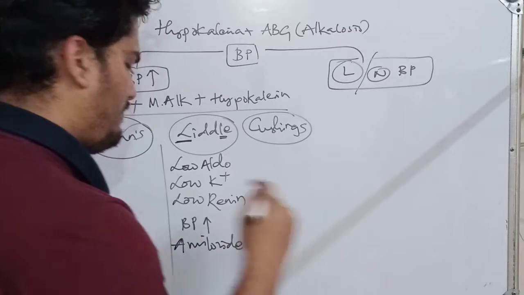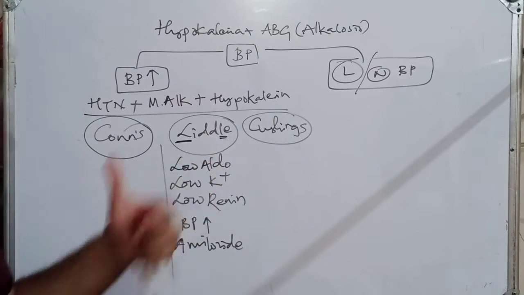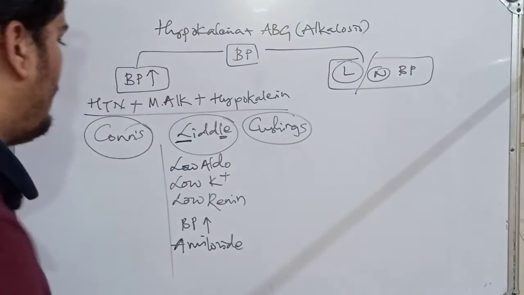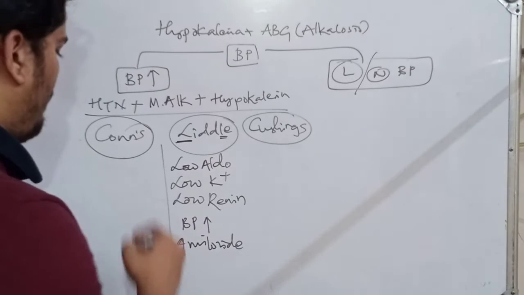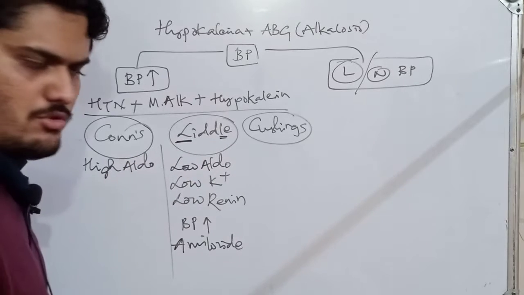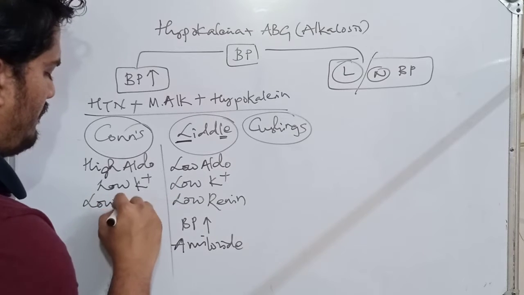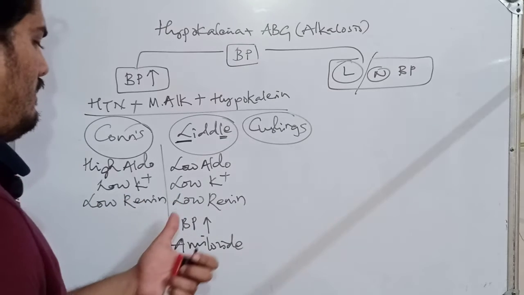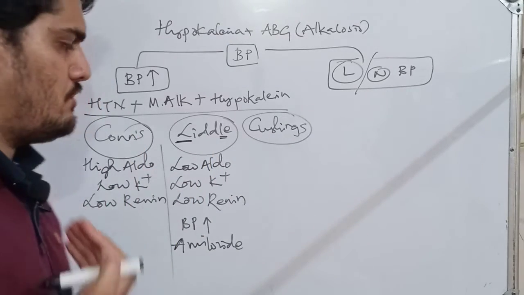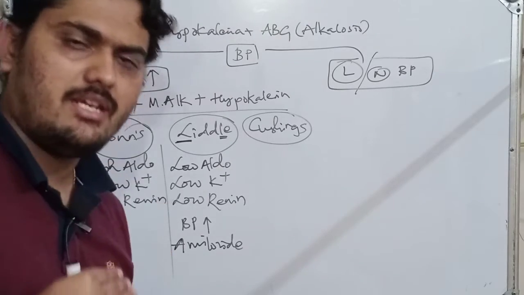Coming to Conn syndrome, how to differentiate between Conn's and Liddle? As you know, Conn's is a primary hyperaldosteronism state. So to differentiate between them, just measure the levels of aldosterone. Here the aldosterone levels are high. Rest all, everything is almost the same. Here also potassium levels are low and the renin levels are low. So in both, that is Liddle syndrome and Conn syndrome, there is hypertension with low renin levels. So they are the best or important examples of hyporeninemic hypertension.